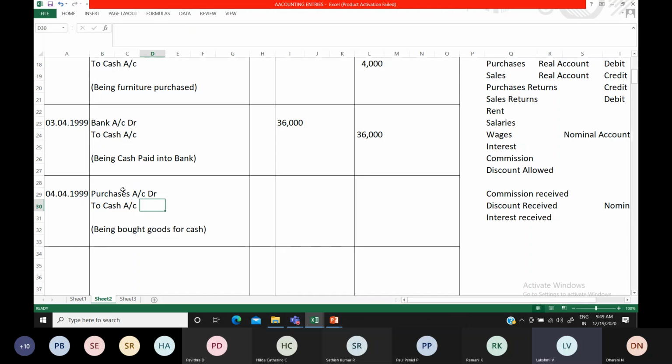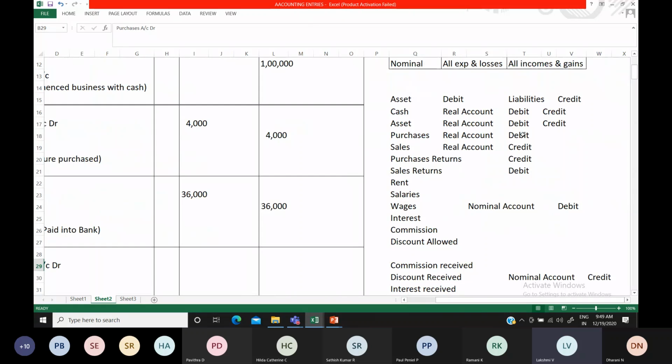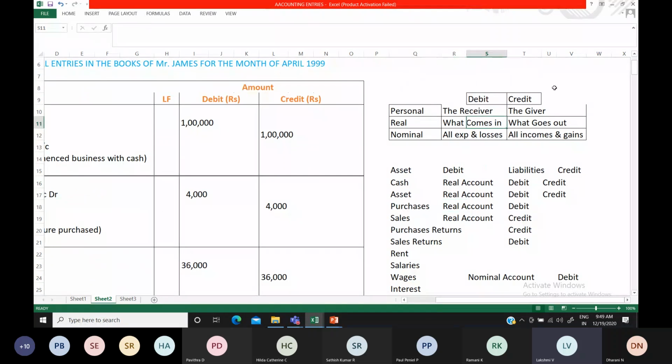Okay, so how to make this entry? Always, as I told, purchases account means you have to debit only, and you should not have any doubt, because goods are coming into the business. Goods, assets, everything comes under the real account only. So what is the real account rule? Debit what comes in, credit what goes out. Now goods are coming into my business, so I have to debit.